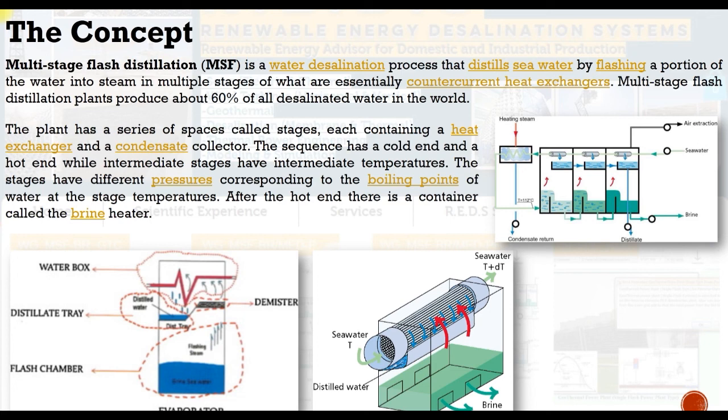The stages have different pressures corresponding to the boiling points of water at the stage temperatures themselves. After the hot end, there is a container called the brine heater. The brine heater is the main heat source, producing suitable heat to raise the feed water to the designed temperature, normally around 110-120 as a maximum.